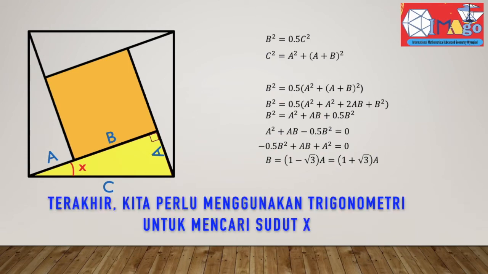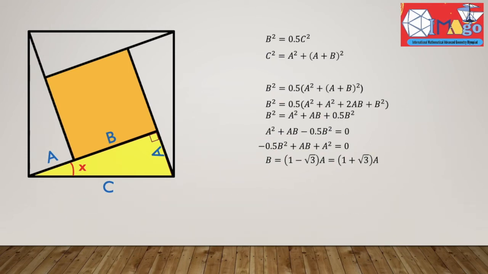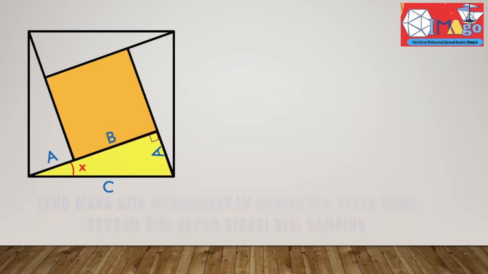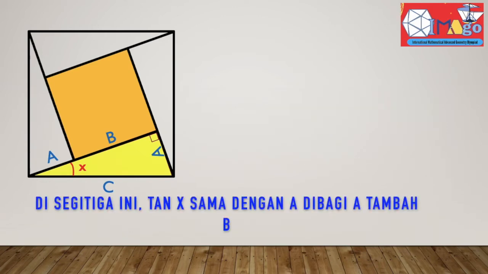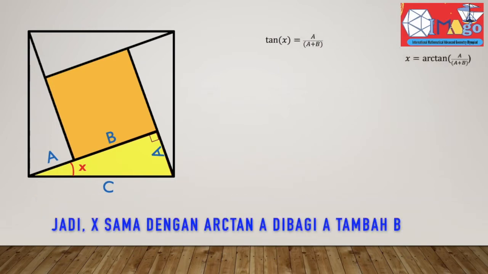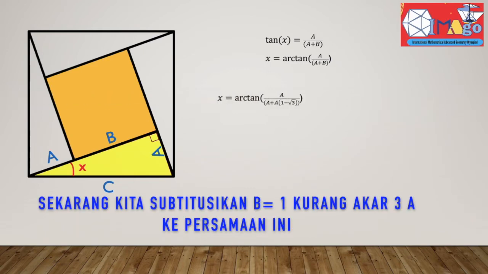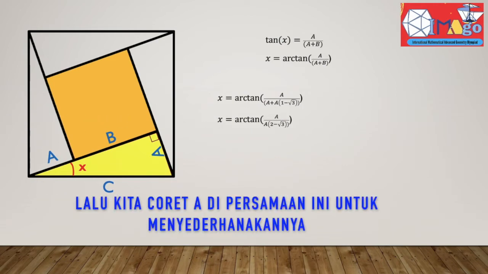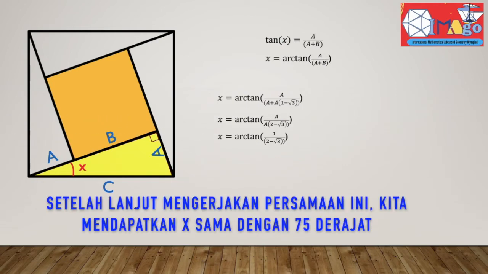Finally, we need to use trigonometry to find angle x, where we use tan theta is equal to the opposite divided by adjacent. In this triangle, tan x is equal to A divided by (A plus B). Hence, x is equal to the inverse tan of A over (A plus B). Now we substitute B in terms of A, where B is equal to (1 minus root 3)A. And then we cancel out A to simplify the equation. After working out the equation, we finally got that x is equal to 75 degrees.